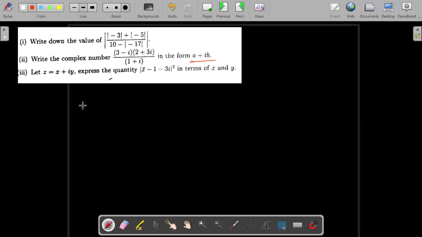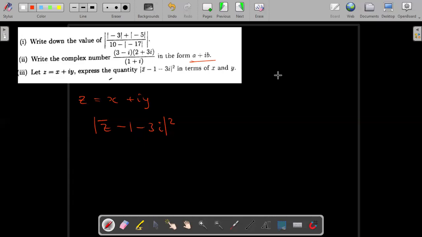So they're telling you let z be this complex number where you have x plus iy. Then they're telling you to express the quantity, the modulus of x bar, which we know would just be the conjugate of x, minus 1 minus 3i, then squared, in terms of x and y. So how am I going to do that in terms of x and y? Okay, this is not complicated.